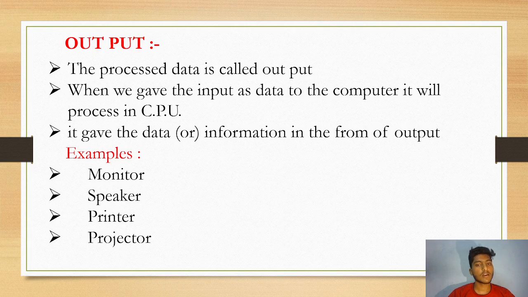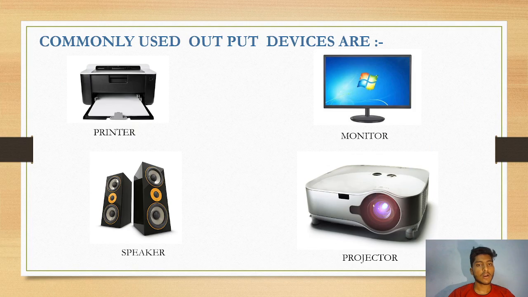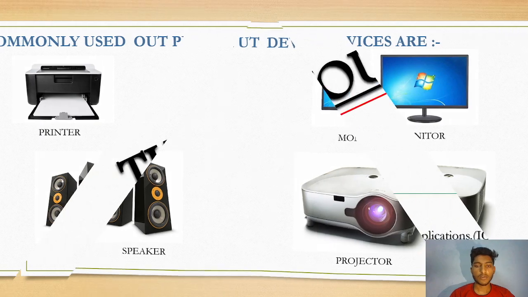The processed data is called output. When we give input as data to a computer, it processes it in the CPU and gives the result in the form of output. The mainly used output devices are monitor, speaker, printer and projector, as you can see in the pictures.